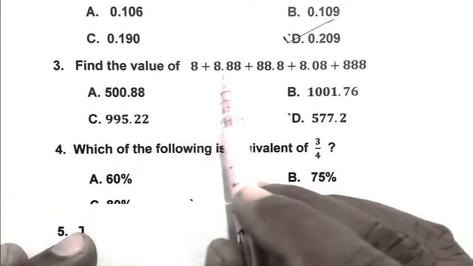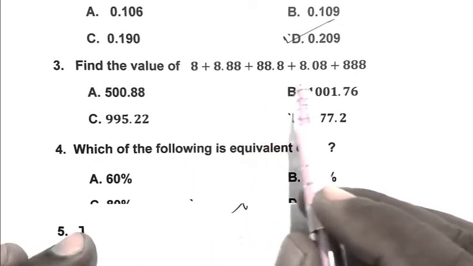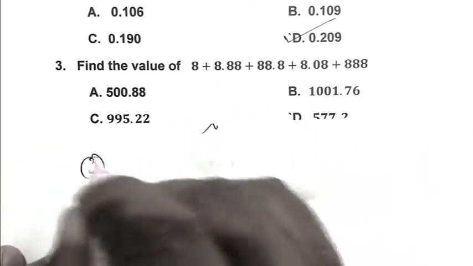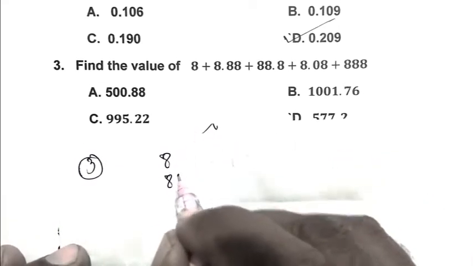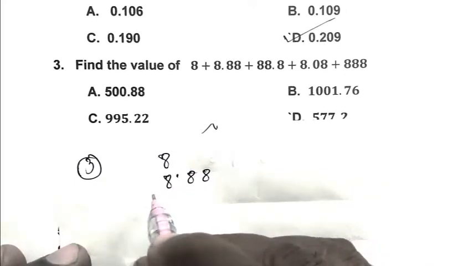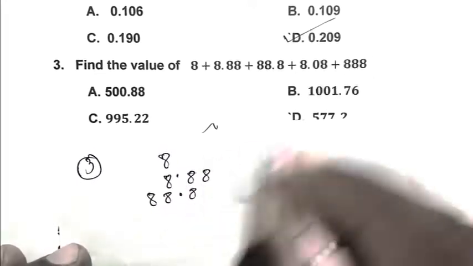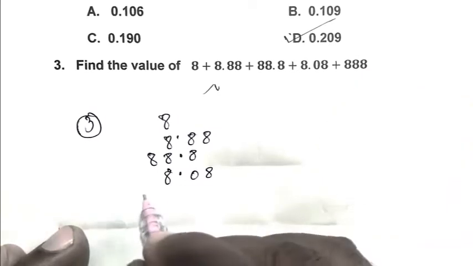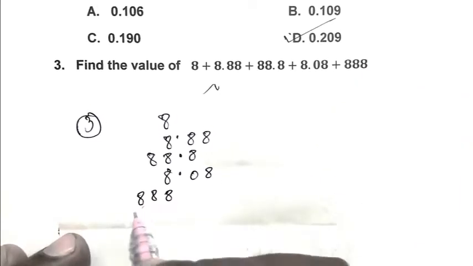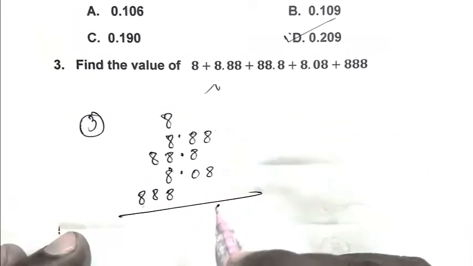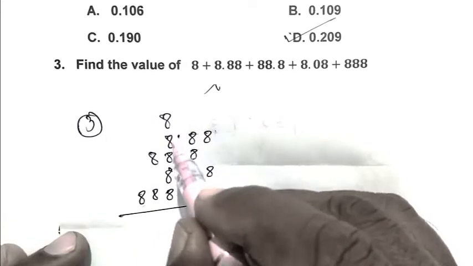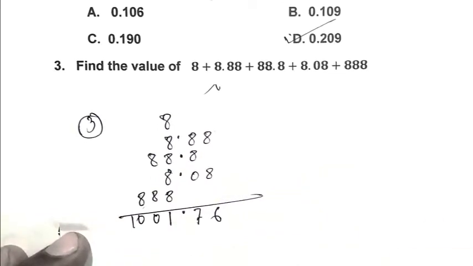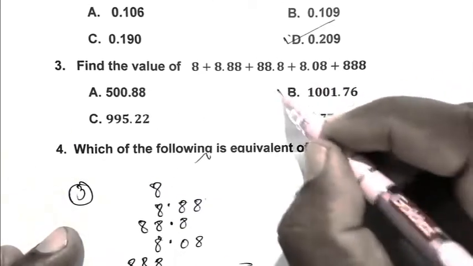Question number 3. Find the value of 8 plus 8.88 plus 88.8 plus 8.08 plus 888. So friend, we can write it 8.88, 88.8, again 8.08, again 888. We add all, we get 6, 7, carry 1, 1, 1001.76. So B is the right answer.